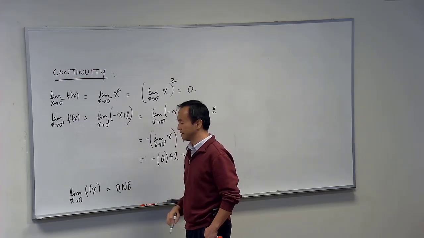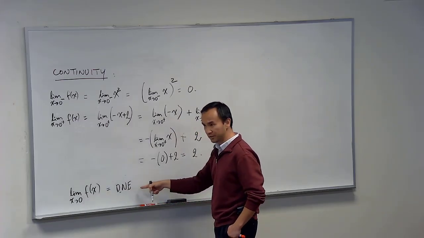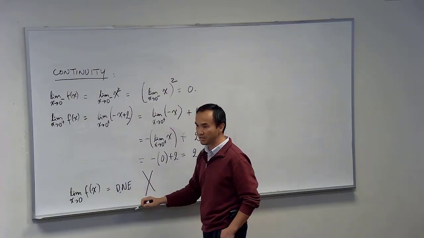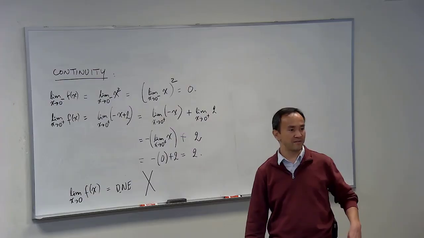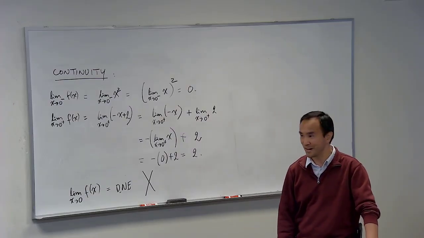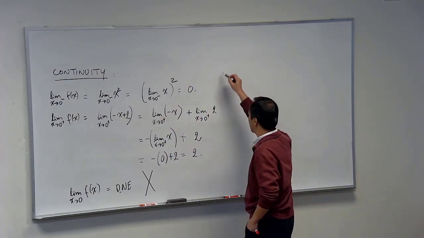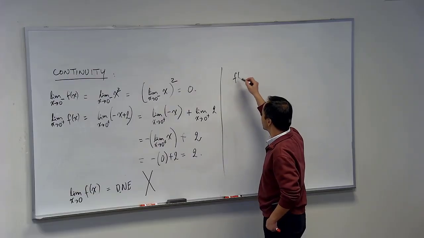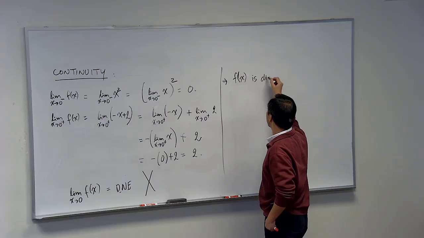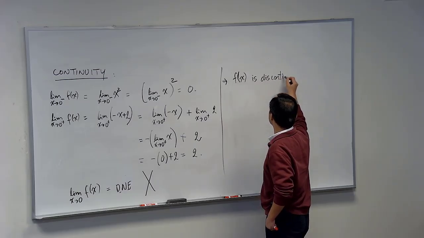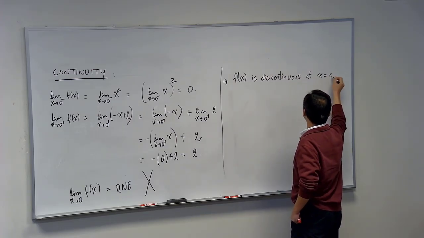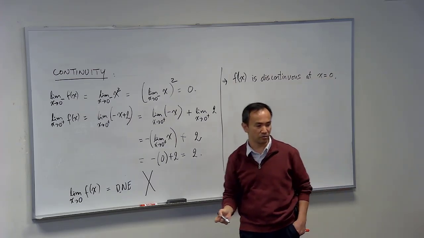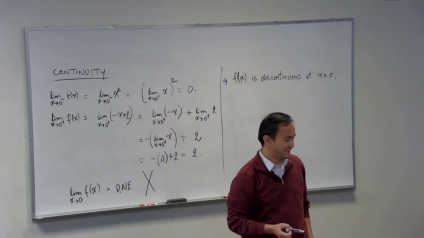DNE right here. See what I mean? So this is immediately where it fails requirement number 2, right? The limit did not come out being a finite value, instead it came out does not exist. And so for that reason, our final conclusion about this function f of x is that f of x is discontinuous at x equals 0. That's another problem we're doing.